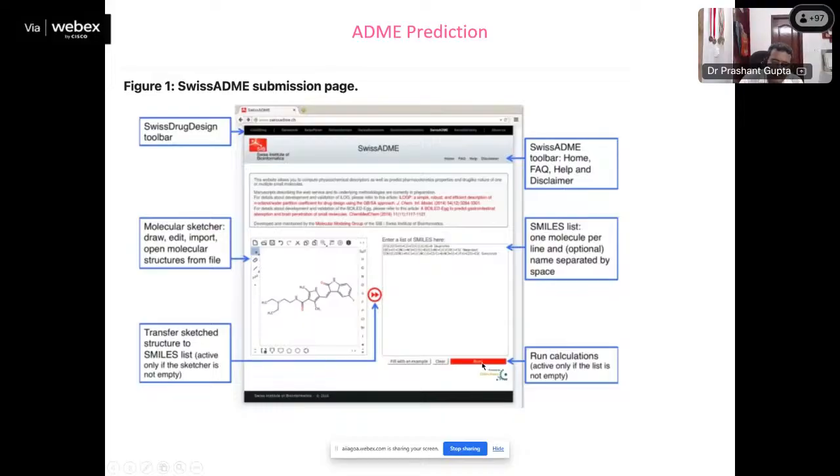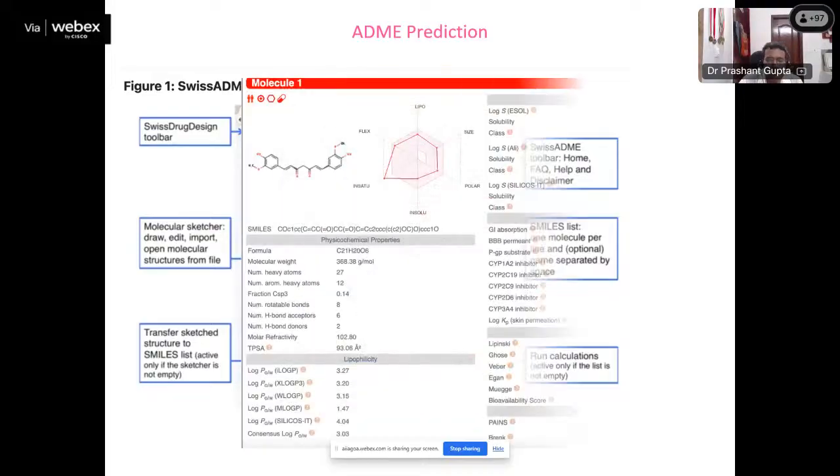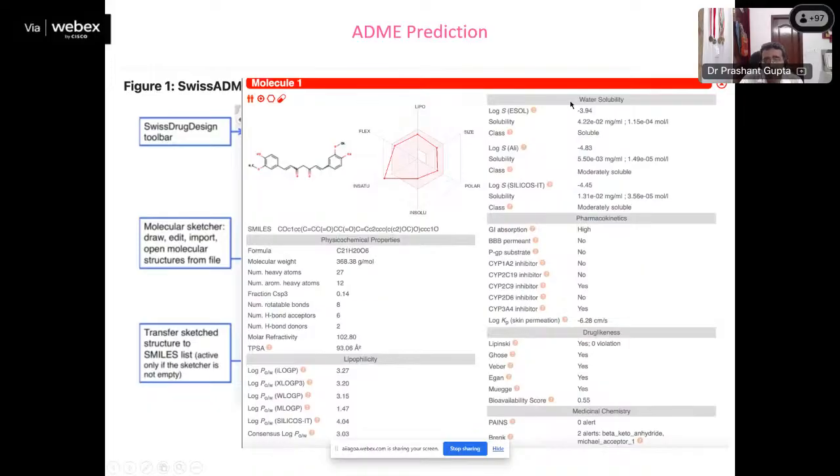And as soon as you run, you would find another picture like this, where you can find what the solubility is, what the class is, moderately soluble, what the GI absorption of that phytoconstituent is, whether that phytoconstituent can cross the blood brain barrier or not, what the CYP systems of that phytoconstituent are, meaning how it will pass through the liver, and what the mechanism in the liver is.